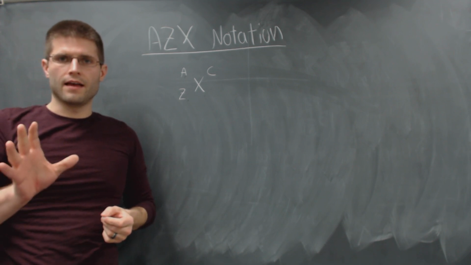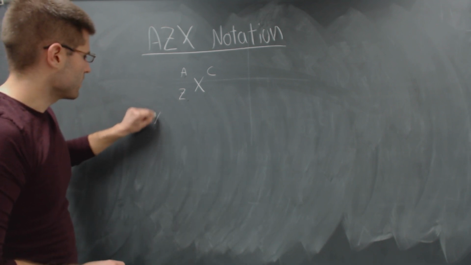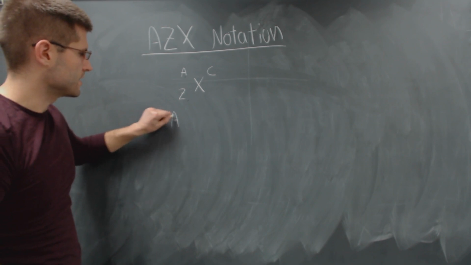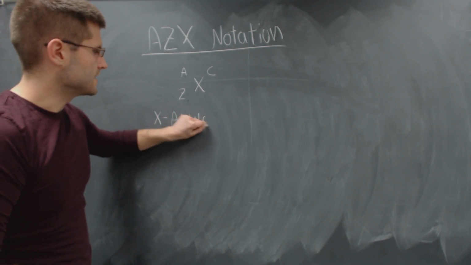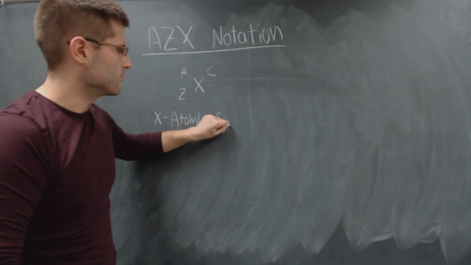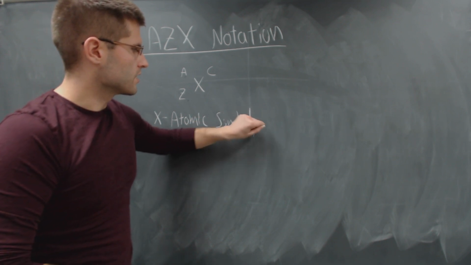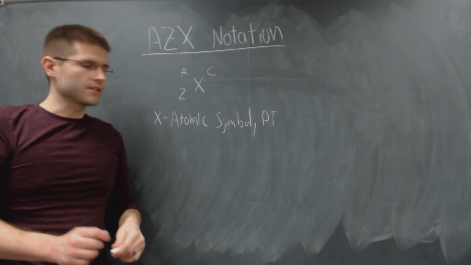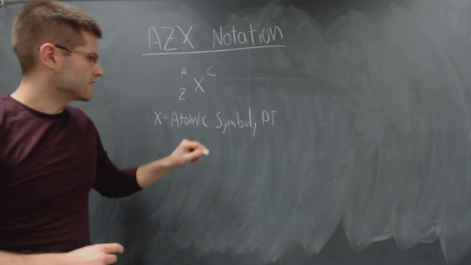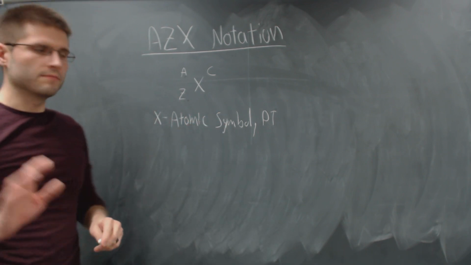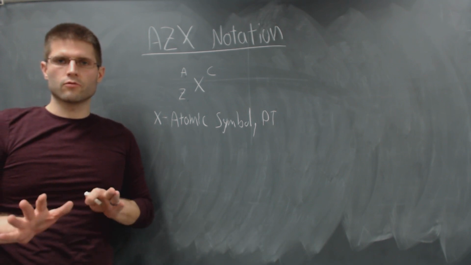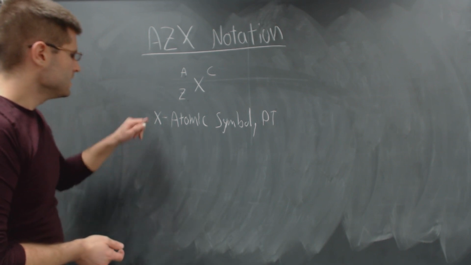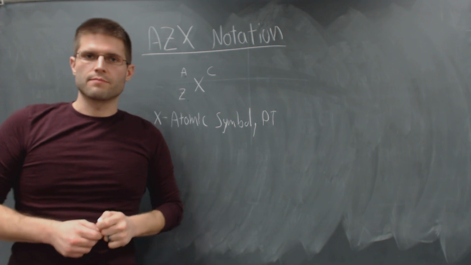Now let's identify what each of these variables are and then assign the AZX notation for a given atom. So let's first write out the X. This is called your atomic symbol. This is found on the periodic table. So I'm going to write out where each of these symbols are found or how to calculate them, and then we're going to go to a very specific example. We're going to be doing a lot of these tomorrow in class, so don't worry if this is going very quickly.